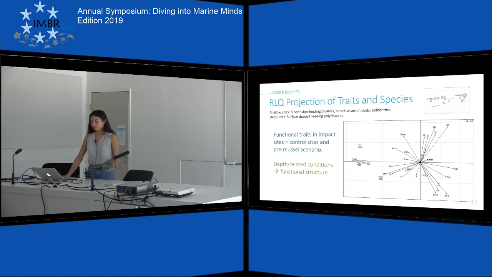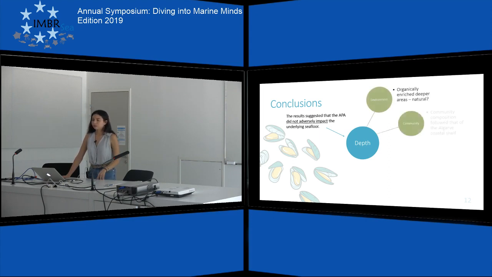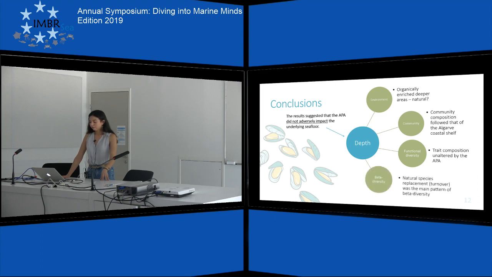So again, depth-related conditions were shown to establish the functional structure of the area. Ultimately, the results suggested that the APA did not adversely impact the seafloor. Depth was seen to supersede the effects of the APA, as it was shown to shape the environment, the community composition, and the functional diversity in the area. The fact that turnover was the dominant component of beta diversity also showed that the ecology was not influenced in a way that would induce species loss, but rather species replacement over time.